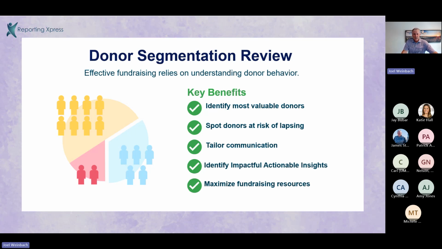Effective fundraising relies on understanding donor behavior. Groups of donors are going to do the same thing. Groups of donors that look alike are going to tend to act alike over time. And the benefit of this is it makes it possible for us to identify our most valuable donors, spot donors that we need to worry about lapsing, tailor communication types and timing to donors, and create highly impactful, actionable insights.